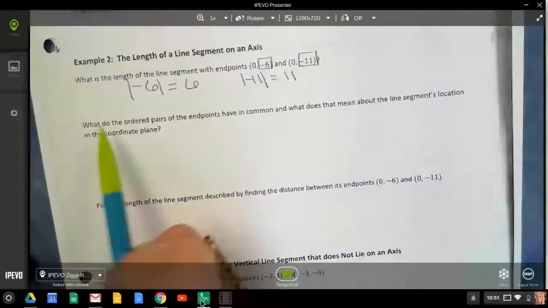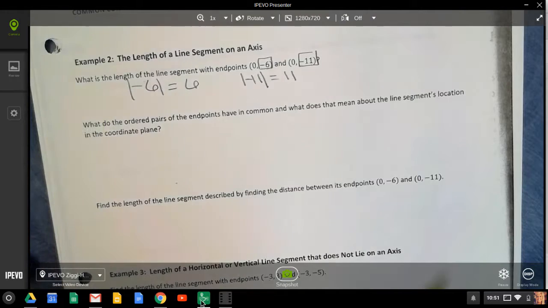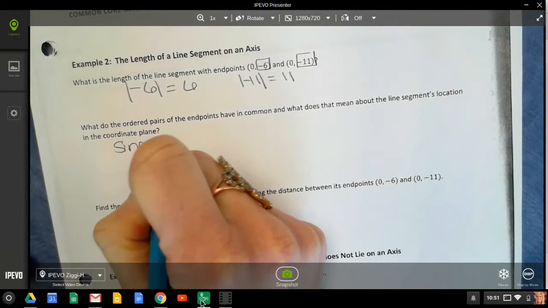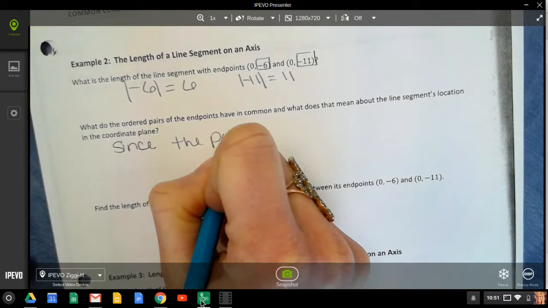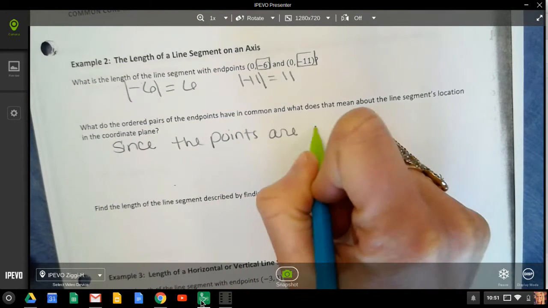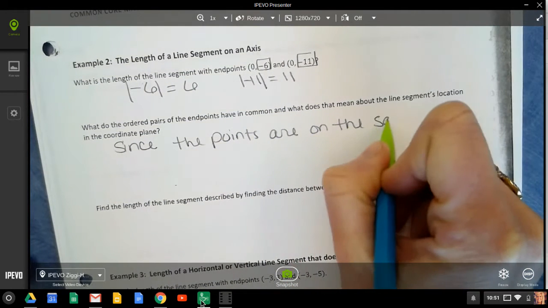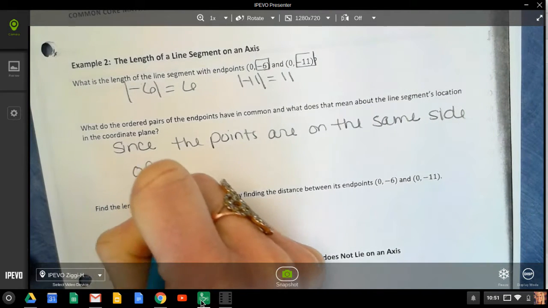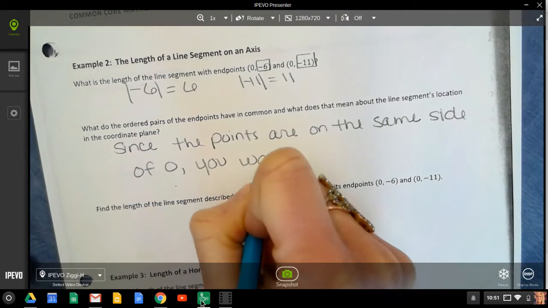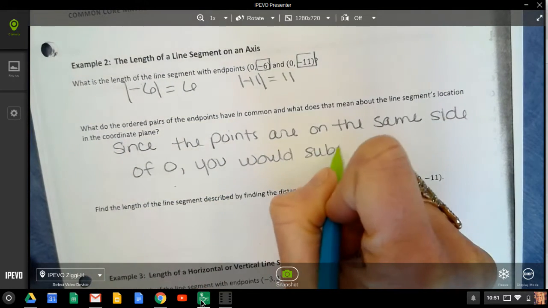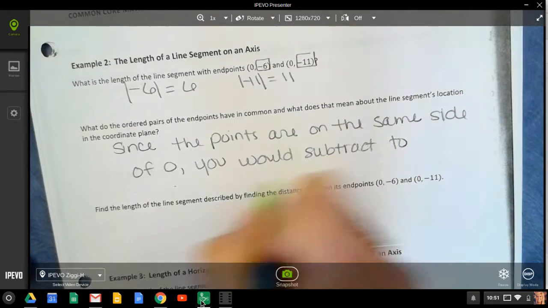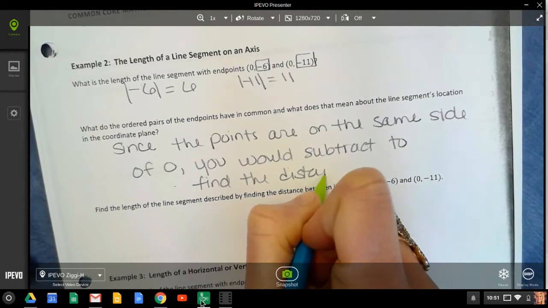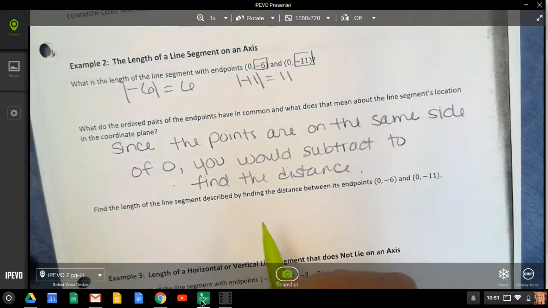What do the ordered pairs of the endpoints have in common, and what does this mean about this line segment location? So we're going to say, since the points are on the same side of 0, you would subtract to find the distance. And the reason is because there isn't as much distance between them because they are on the same side. So we wouldn't need to add.